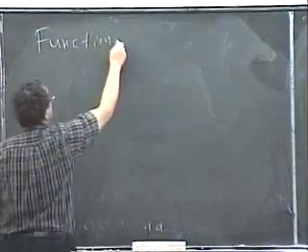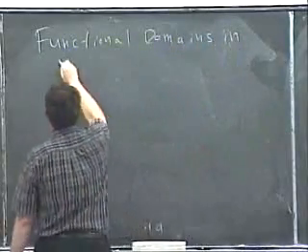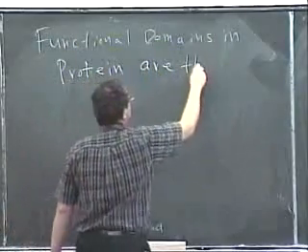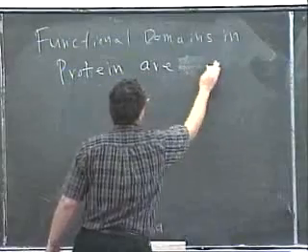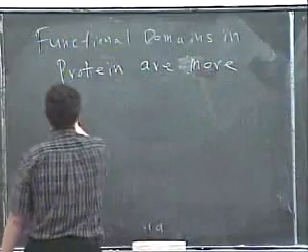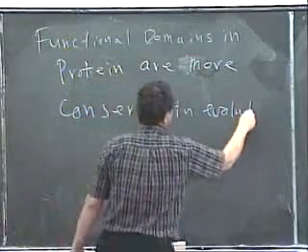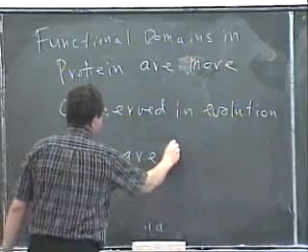And that is that functional domains in protein are the most conserved, are more conserved in evolution than are non-functional domains.